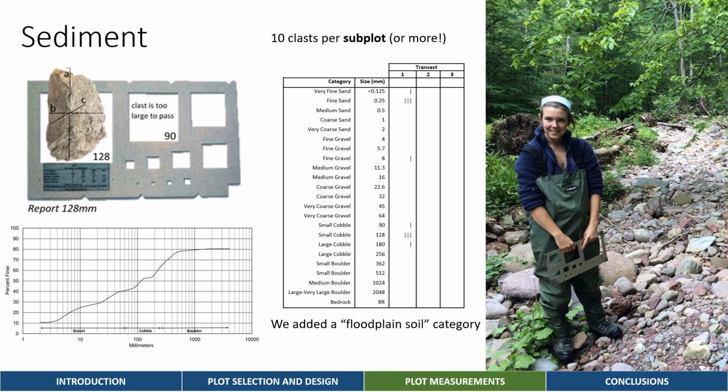And so you pass the B-axis of the particle through the hole in the gravelometer. You record the first hole that it fits into, or the smallest hole that it fits into before the clast is too large to pass through.